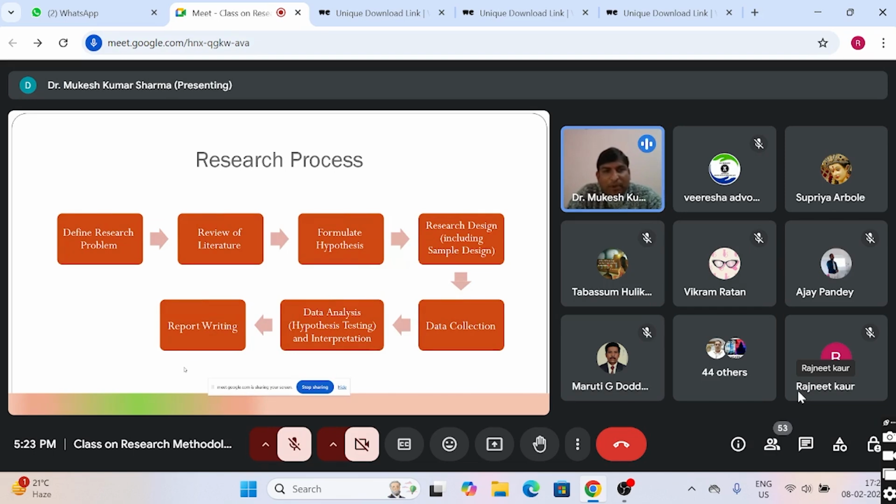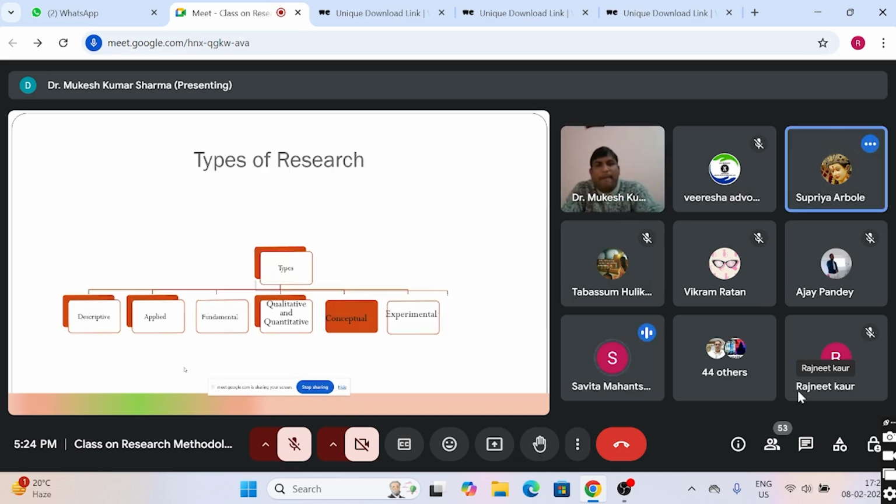Okay, define the problem. Then it comes to review of literature. Then on the basis of literature, you will develop the objectives and hypothesis. On the basis of objectives, research design will come. Sample design will be prepared. We will collect the data. On the basis of data collection, we'll apply the data analysis, and we will finally write our thesis. That is called a PhD thesis. I hope this process is clear. Yes, sir. Now it's important.